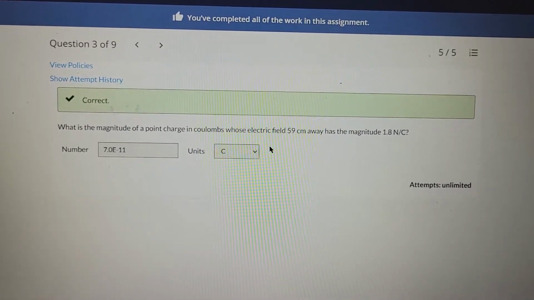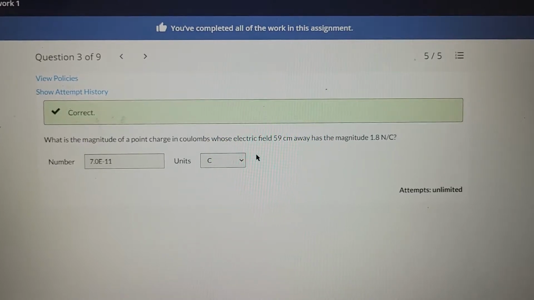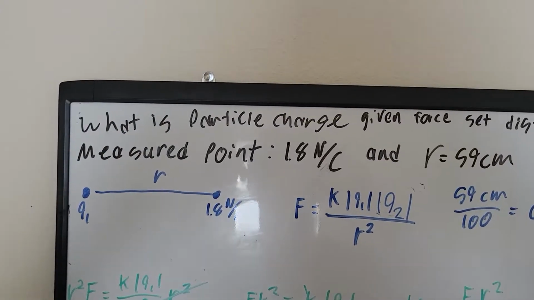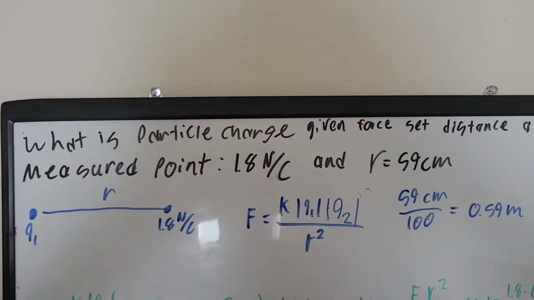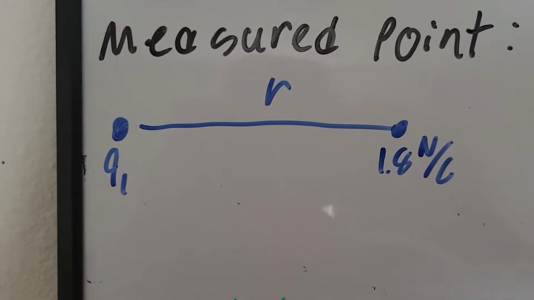What is the magnitude of a point charge in coulombs whose electric field is 59 centimeters away and has a magnitude of 1.8 newtons per coulomb? That is the problem we will be solving today. So the first thing we should do is probably write this out as a visual representation.